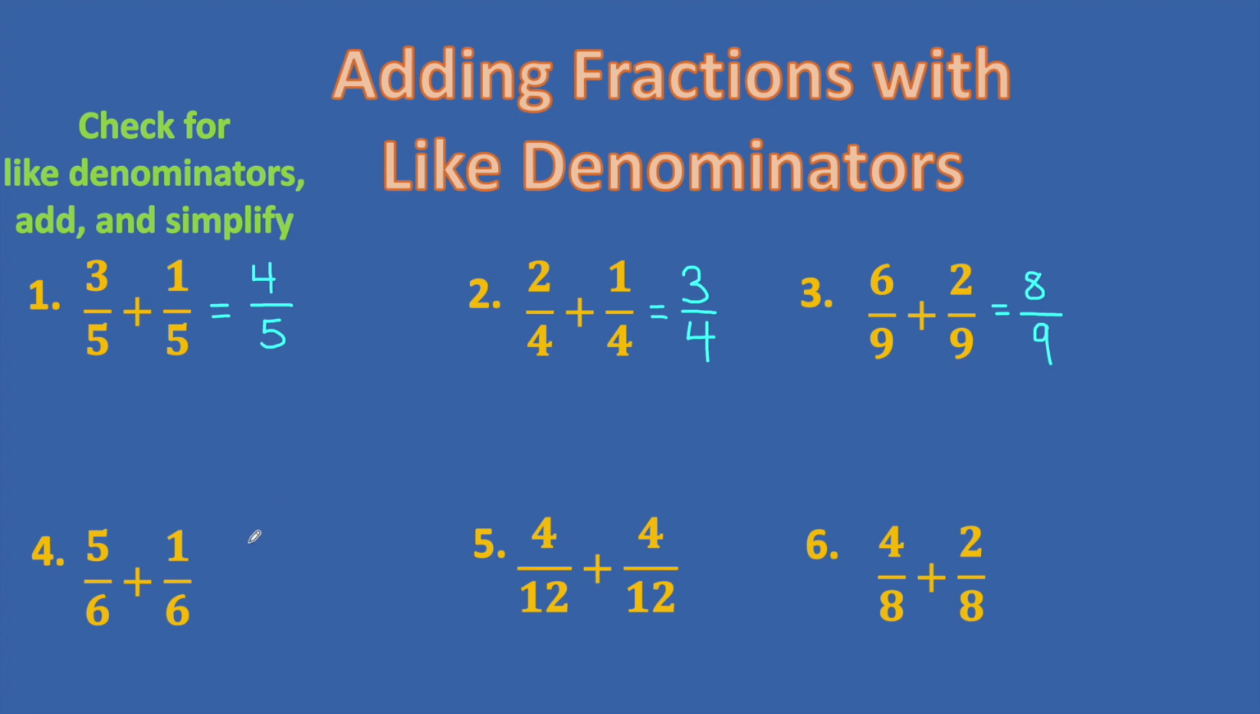Let's look at our next example, number 4. We have 5/6 plus 1/6. Check for like denominators. We see they're the same. We have 6 here and 6 here. Then we're going to add 5 plus 1 equals 6. And we're going to copy over the denominator.